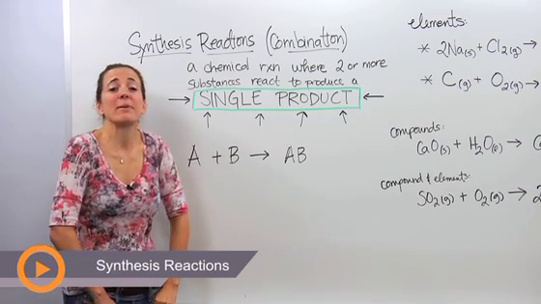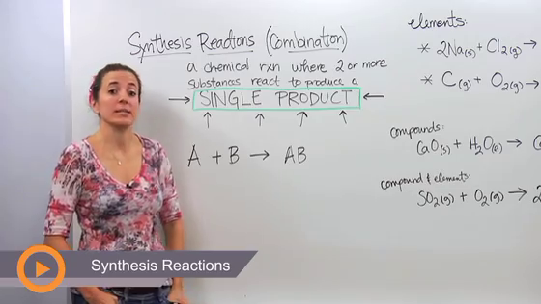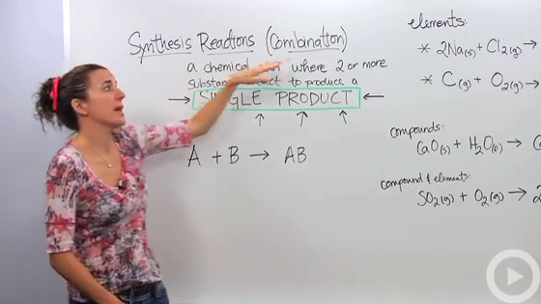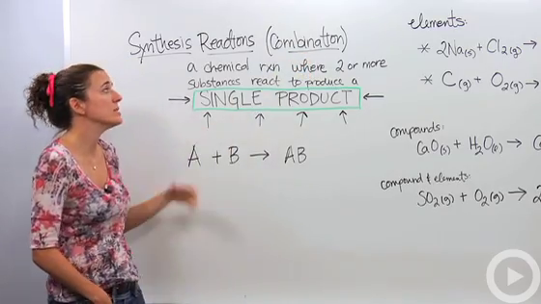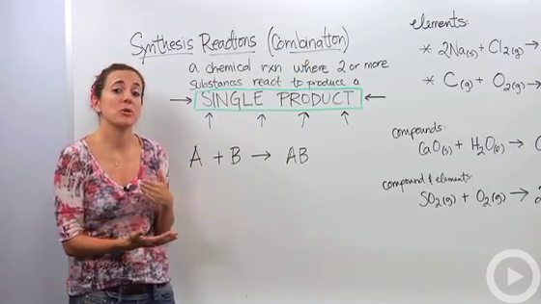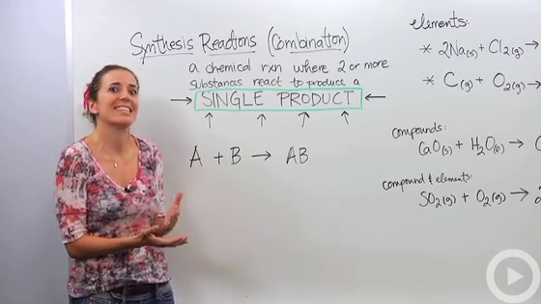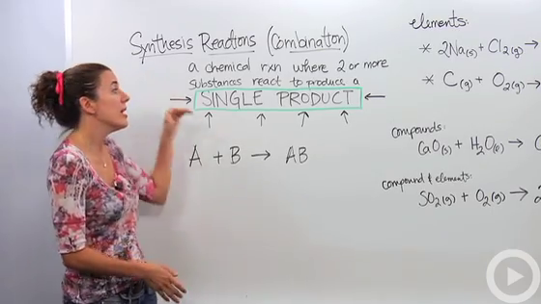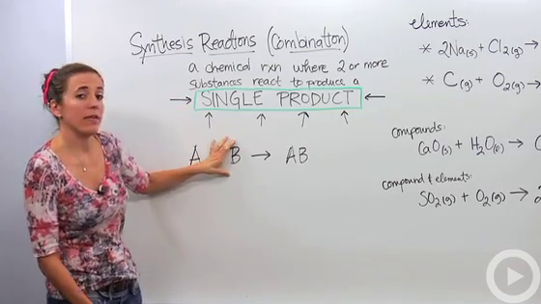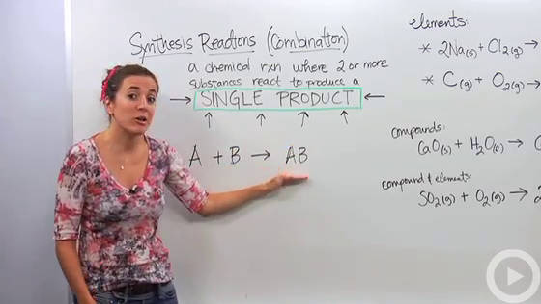All right, so there are millions and millions of different types of chemical reactions that take place in nature. One of them that you might see in class would be the synthesis reaction, also known as a combination reaction. This is when two or more substances react to form a single product. That's your clue that it is a synthesis reaction or a combination reaction: the single product. It's when one substance combines with another substance to form, again, a single product.